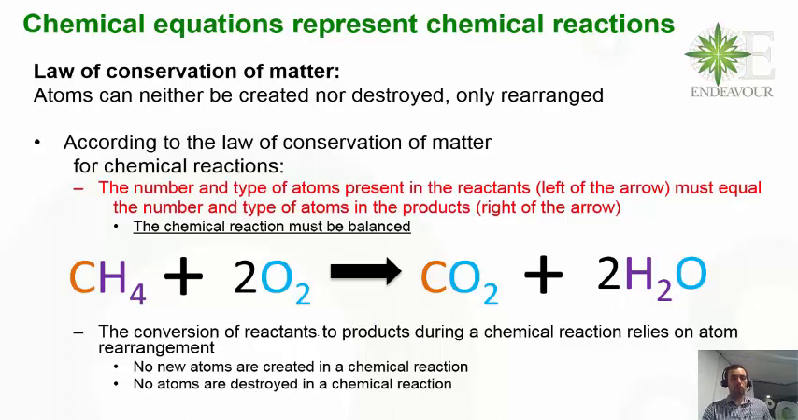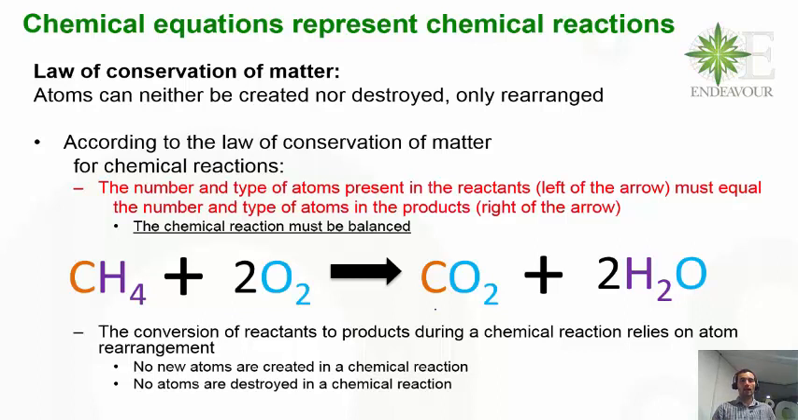A couple of other points to consider here: when the reactants are converted into the products, you're not creating or destroying any atoms, because all you're doing is rearranging. Nothing new is created and nothing is destroyed either. It's just a simple rearrangement. So in your own mind, what do you think is the reason why the atoms on each side of the equation, reactants and products, have to be equal?